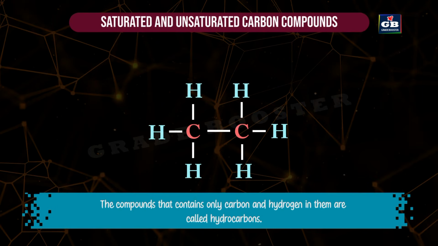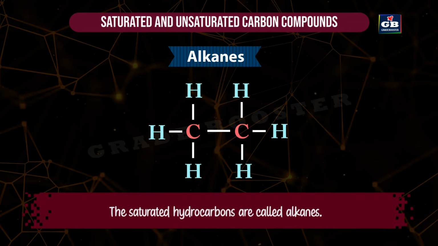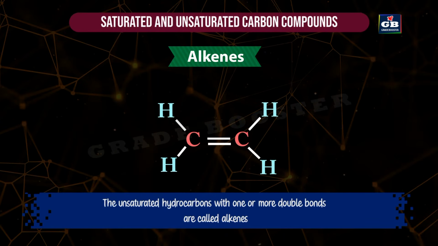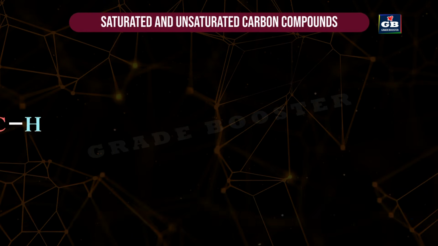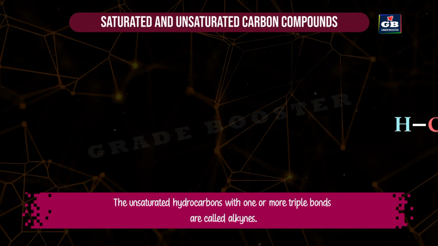The compounds that contain only carbon and hydrogen in them are called hydrocarbons. The saturated hydrocarbons are called alkanes. The unsaturated hydrocarbons with 1 or more double bonds are called alkenes. The unsaturated hydrocarbons with 1 or multiple triple bonds are called alkynes.